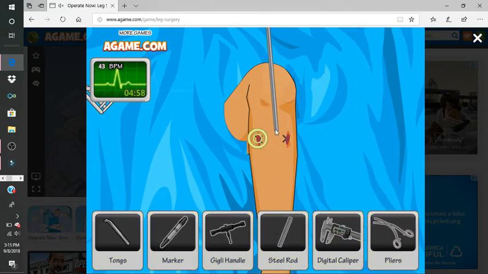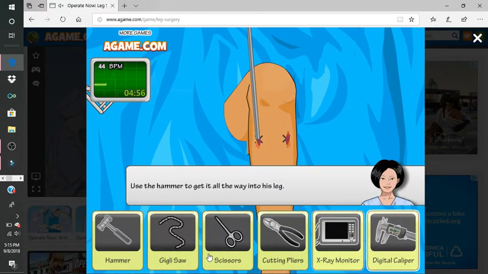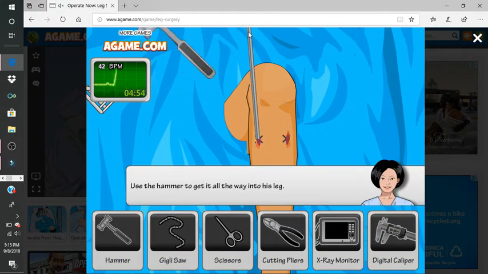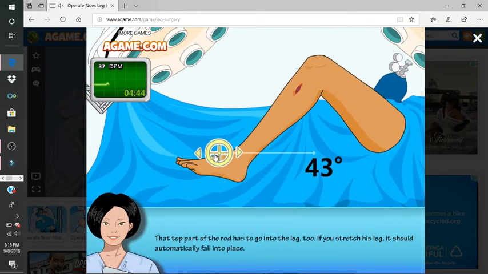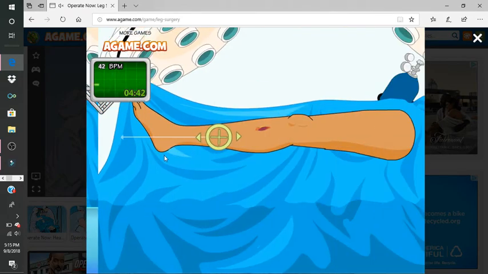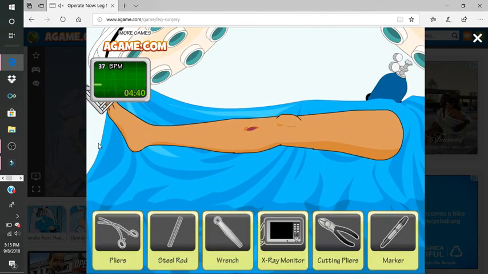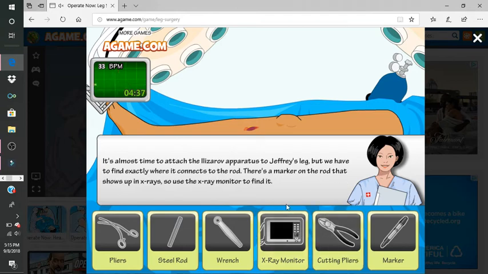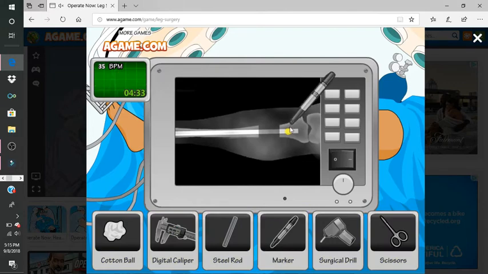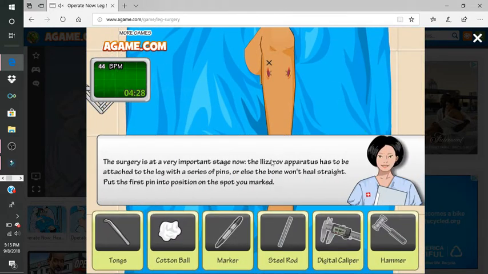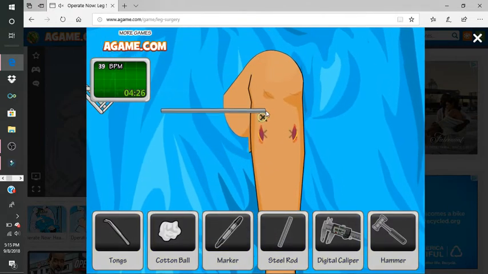All right, we need to pin, hammer. Done. All right. Yes, she wants us to do this. Yep. And this. Alright, we're going to need the x-ray. Turn it on. Alright, we're going to need the marker. Alright, we need the pin again.